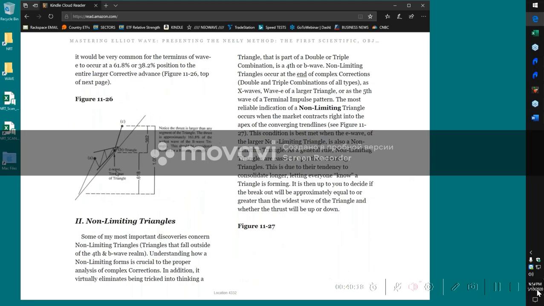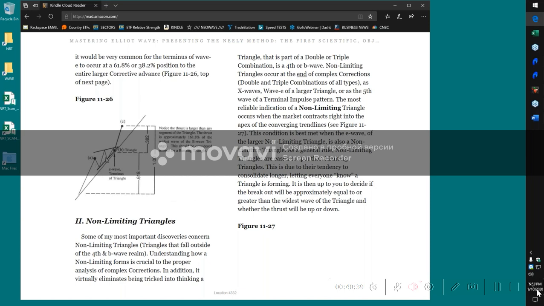I'm going to move on. So here's an example of a running triangle. Still, the A wave should be longer here because it's a contracting triangle. It would need to be about 161% of wave C. If it's going to be a neutral triangle, then the C wave should be 138% or more of wave A. In this case, they look the same, so this really wouldn't qualify as a contracting triangle.